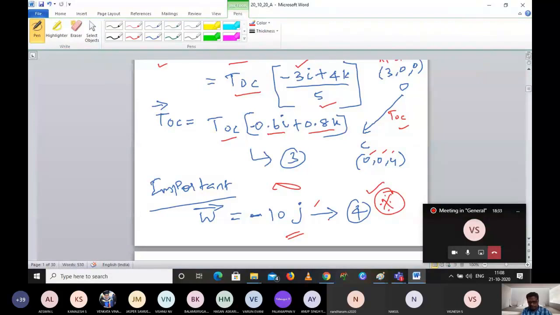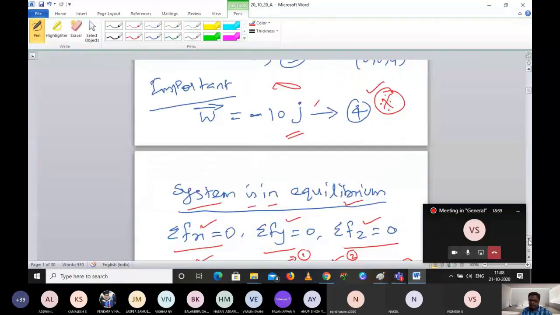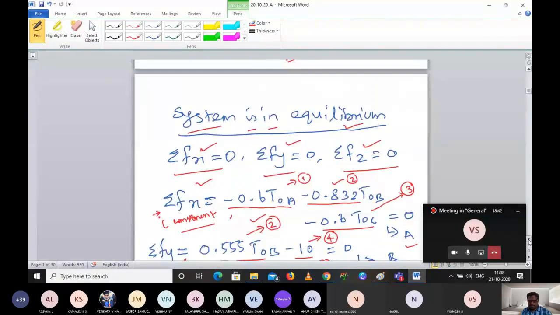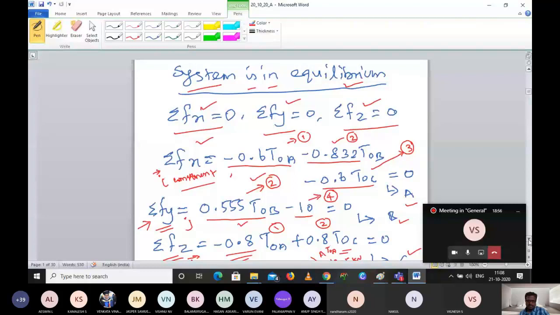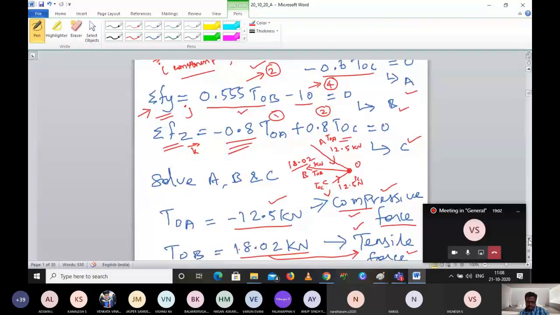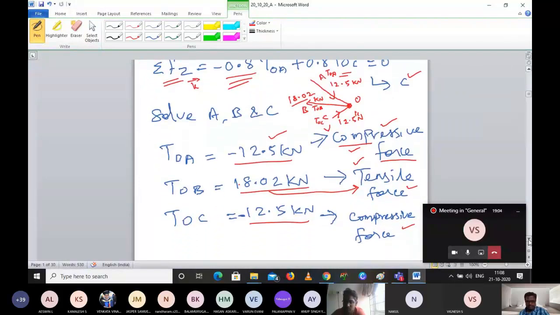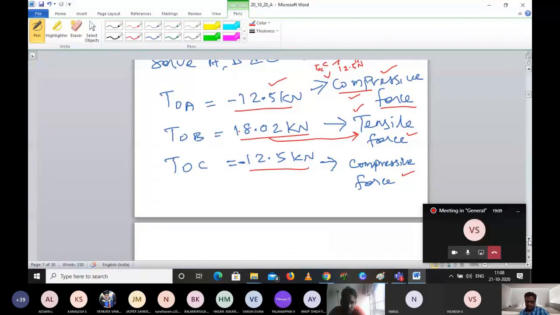Once you have done all these four equations, as per the equilibrium condition, we have equated sum of horizontal force equal to 0, sum of vertical force equal to 0. Is it correct? Or sum of the x direction forces is 0, sum of the y direction forces is 0, and the sum of the z direction forces is 0. So that's the equilibrium condition. Then we substituted and calculated the tensions TOA, TOB and TOC. And as our friend said, TOC is a compressive force.